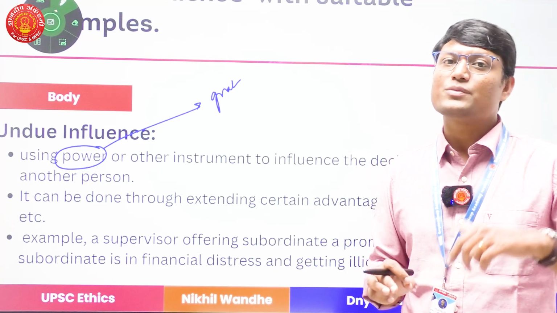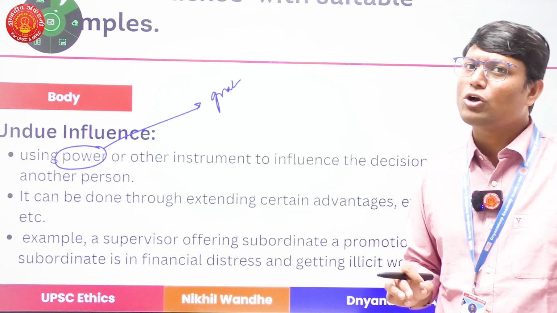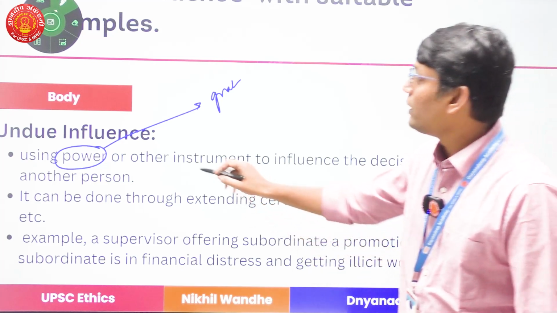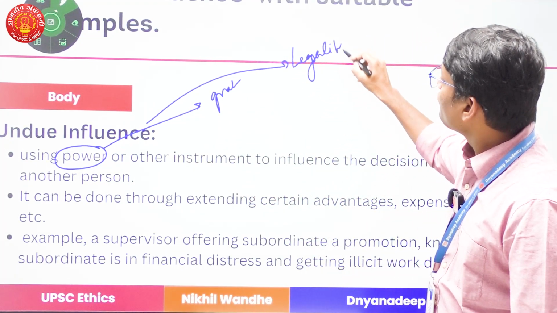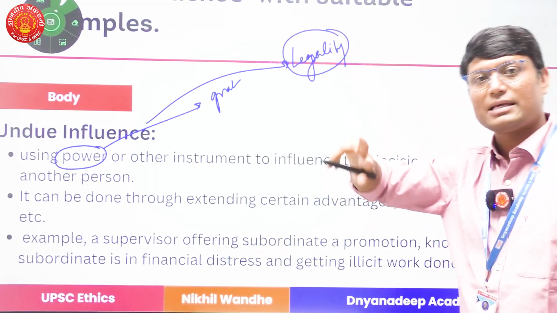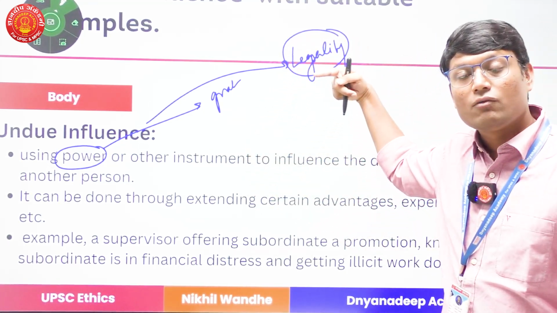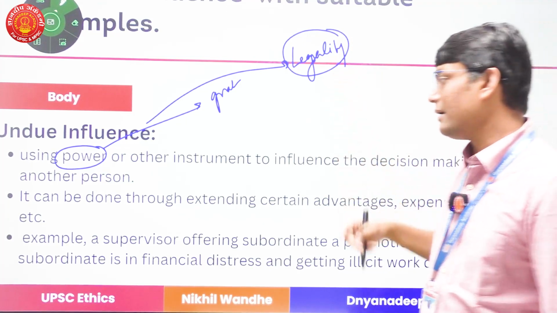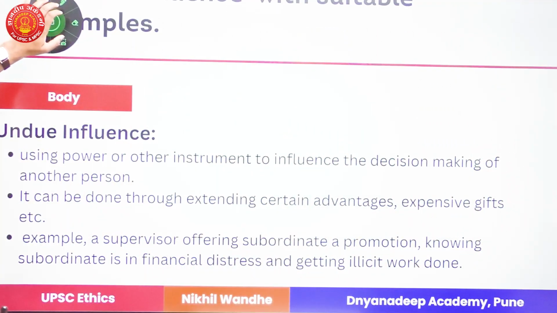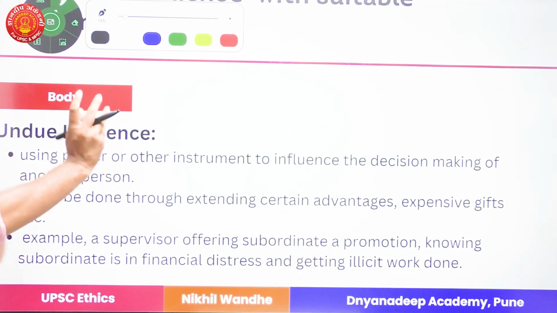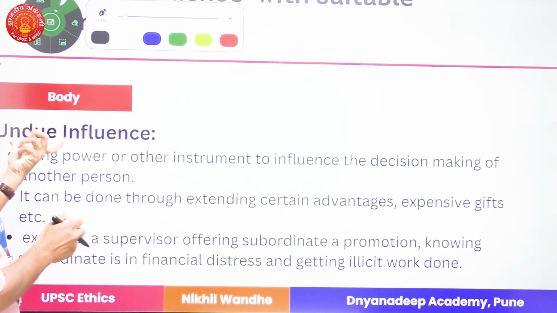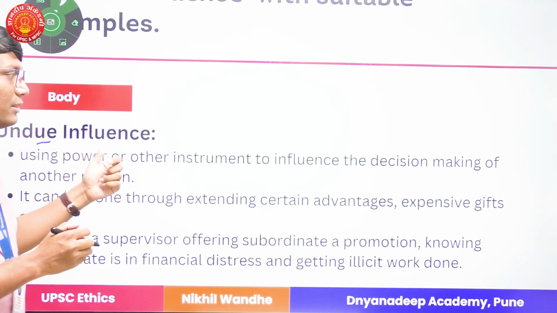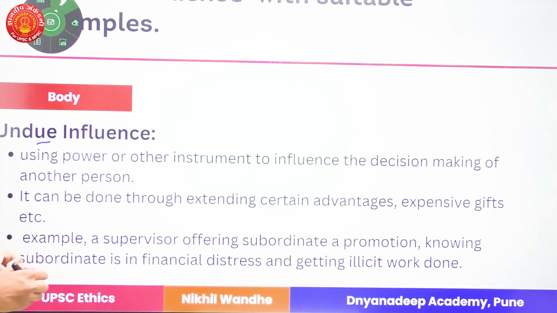right? Now, when it comes to coercion, there may or may not be an issue of legality, but when it comes to undue influence, there is also an issue of legality. There is ethics involved, but there is also one more layer, that of legality. Now, we have identified the difference between coercion and undue influence. In coercion, there was a threat. In undue influence, there is something which is being offered.